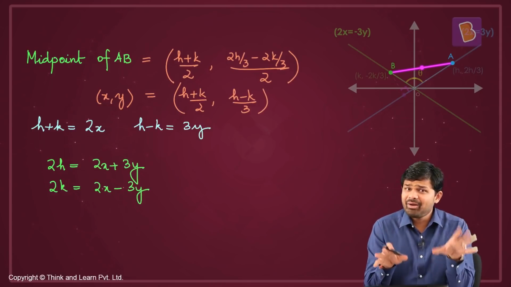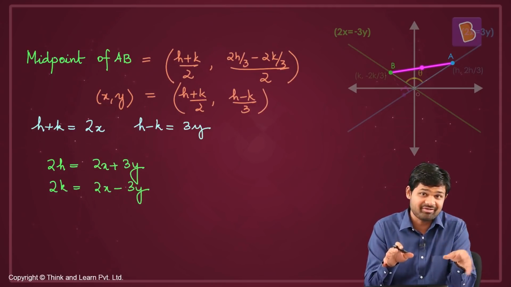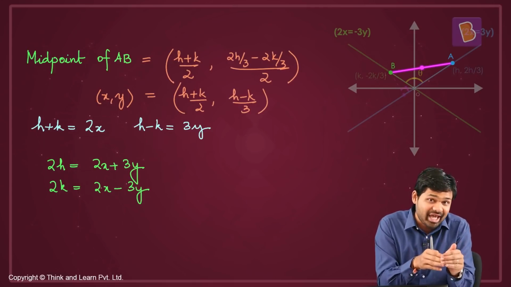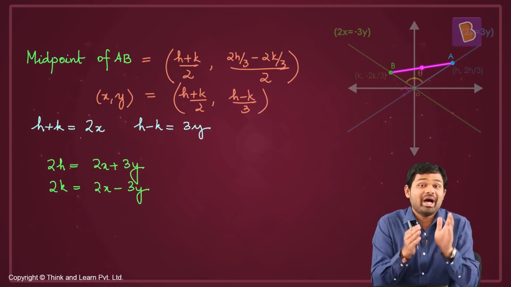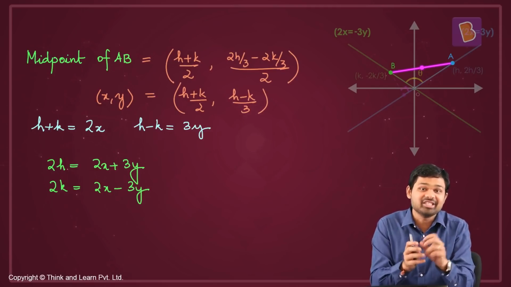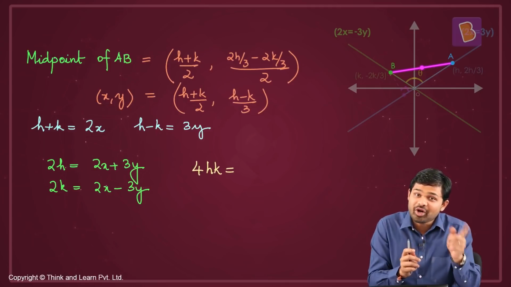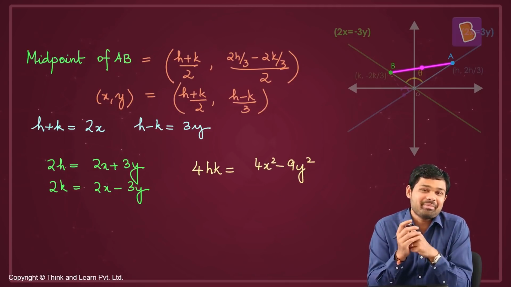Why did I do that? Now I have an expression for h in terms of x and y, and k in terms of x and y. If I multiply them, I get an expression of hk, and I know the value of hk, correct? So I get an expression in terms of x's and y's because hk can be evaluated. So multiply these two expressions, I get 4hk equal to 4x square minus 9y square.